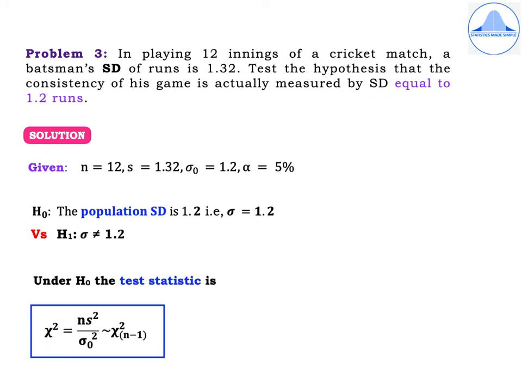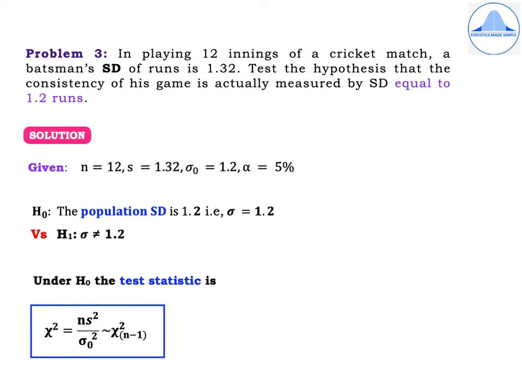Problem 3. In playing 12 innings of a cricket match, a batsman's standard deviation of runs is 1.32. Test the hypothesis that the consistency of his game is actually measured by standard deviation equal to 1.2 runs. Solution. First write given n equal to 12, s equal to 1.32 and sigma naught is equal to 1.2 and alpha is 5%. H naught will be the population standard deviation is 1.2, that is sigma is equal to 1.2, versus H1 sigma is not equal to 1.2.